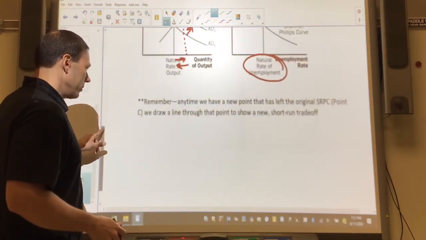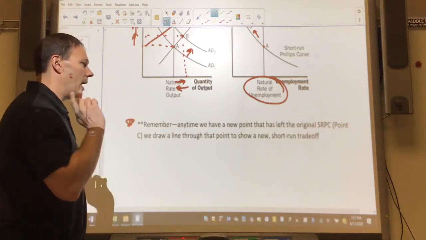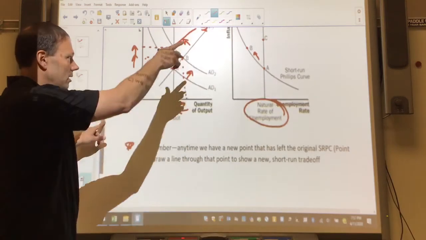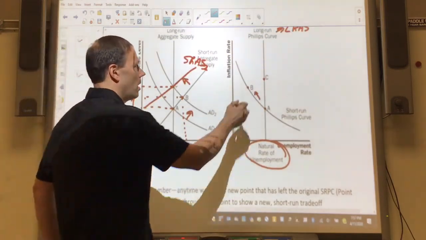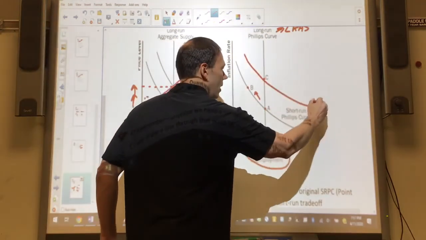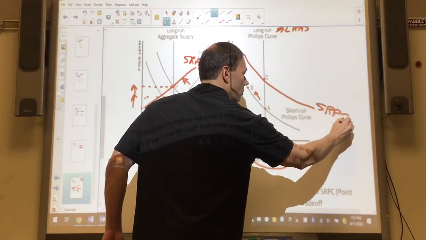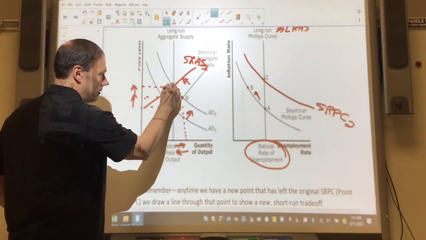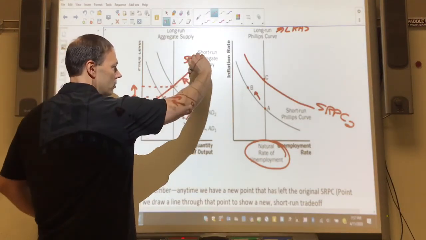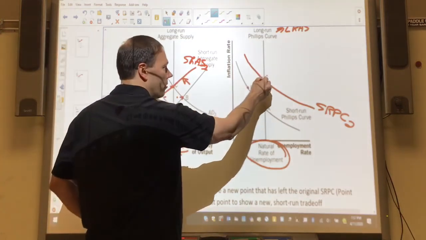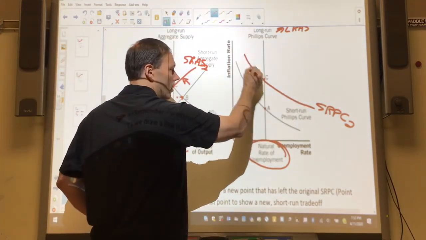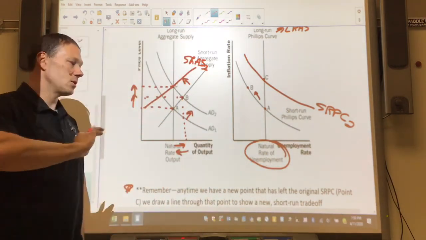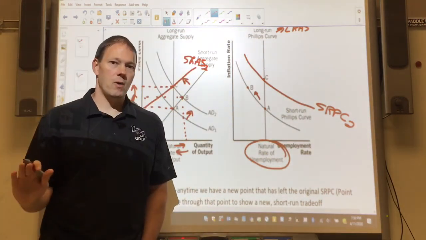And then, of course, the last point that I like to make right here, very important: anytime you have a new point that has gone off the original SRPC, like we have at point C here, what do we always do? We always draw a new curve through it. And that represents a new short-run relationship. In other words, if we start at point C and aggregate demand either increased or decreased, we would move along the new SRPC curve. So anytime you have a new point that is off the original curve, draw a new curve right through it.